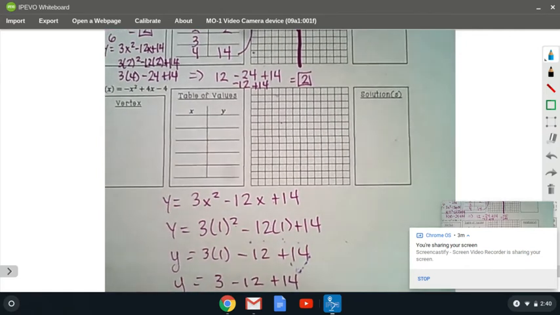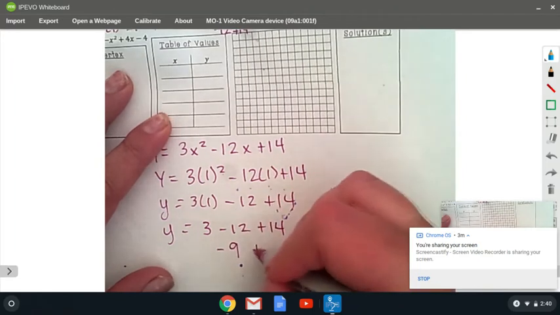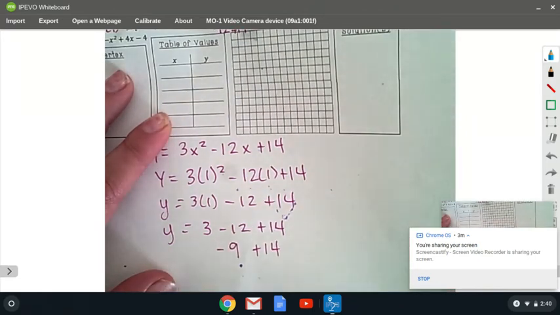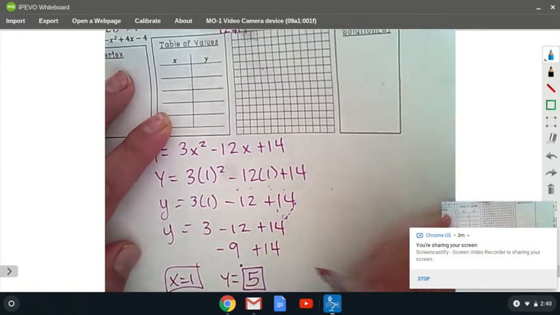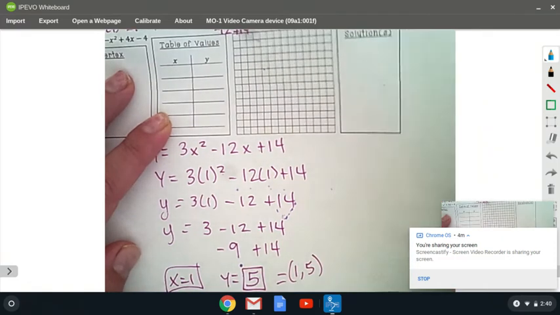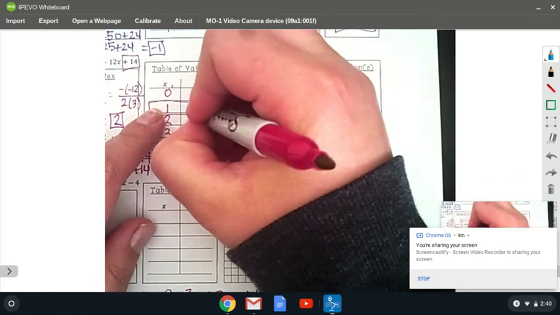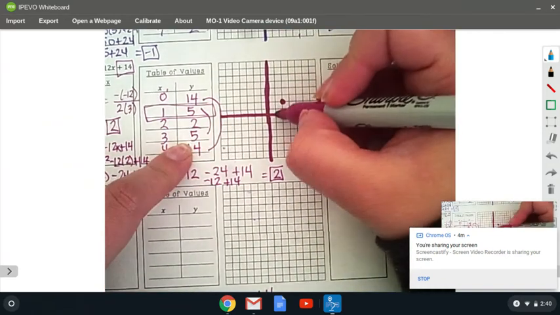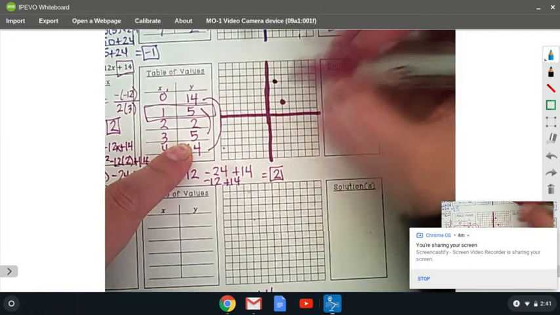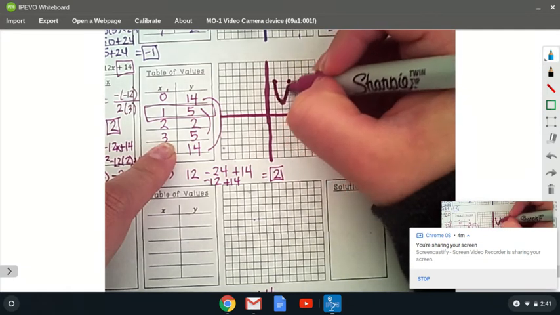3 minus 12 would give me -9 plus 14 would give me a positive 5. So when I plug in a 1 for x, I get a y of 5. So that gives me the point 1, 5. That's a point that I can put on my graph. So next to the 1, I should be putting a 5. Remember, this is a mirror image, so that should also be a 5. So 1, 5 on my graph is there. And also 3, 5 is here. So now I can draw this.